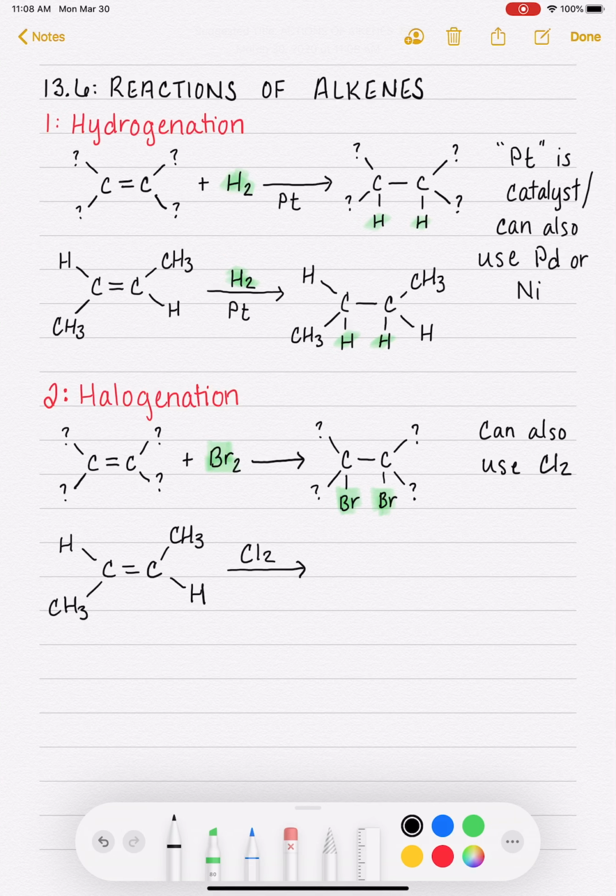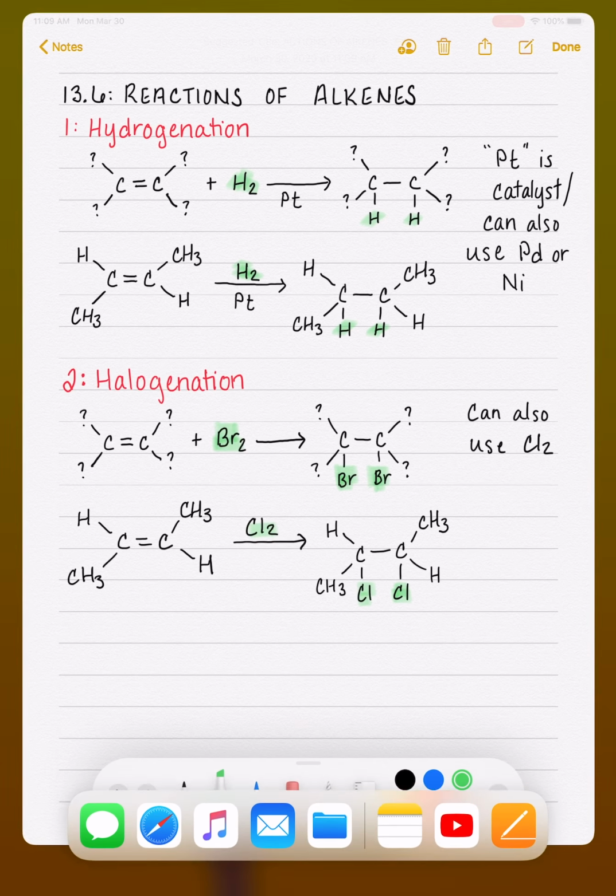So to predict the product of this reaction, we're going to redraw the molecule. We're going to change that double bond to a single bond. And we're going to add a chlorine to each carbon atom of the alkene. That's it. So now let's go to the worksheet and let's practice.